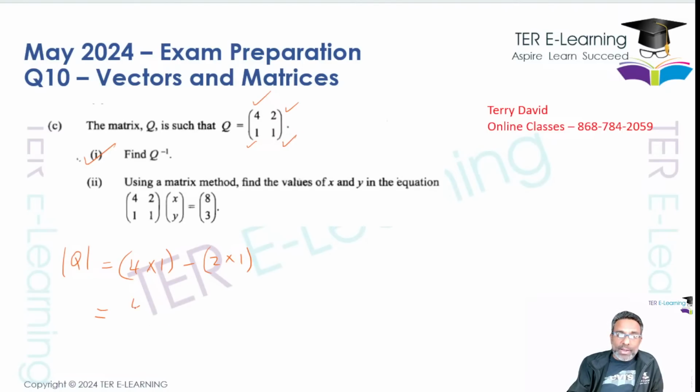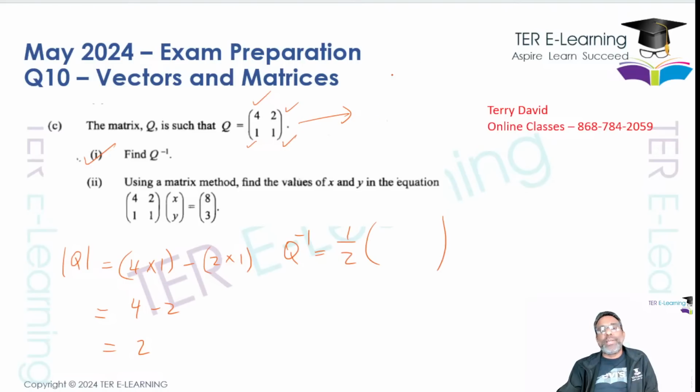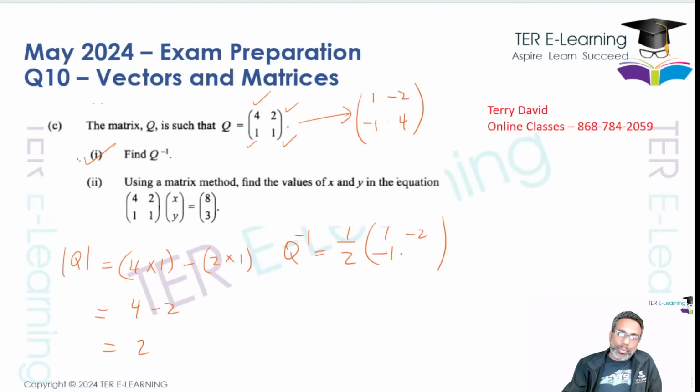So 4 by 1 is 4, minus 2 by 1 is 2. So your determinant is going to be 2. Now the inverse matrix, guys, is equal to 1 over your determinant, which is 1 over 2, multiplied by what we call the adjoint of the matrix. To write the adjoint, you swap the positions of the 4 and the 1, so you put 1 here and 4 here. Then you put a minus sign in front of the 2 and a minus sign in front of the 1. So this is the adjoint of the matrix. So it's 1 over 2 multiplied by 1, minus 2, minus 1, 4.